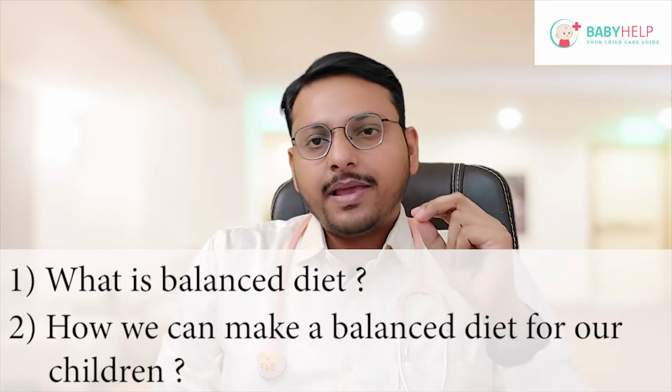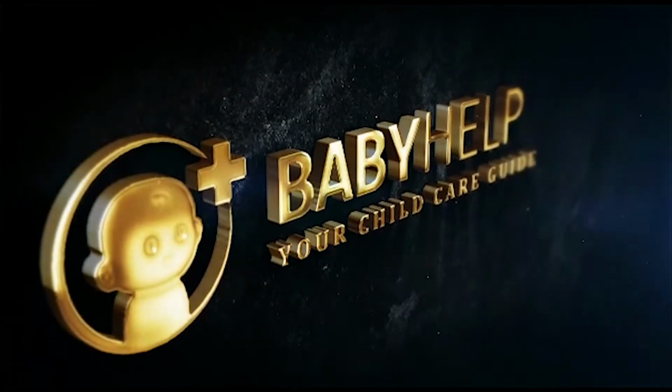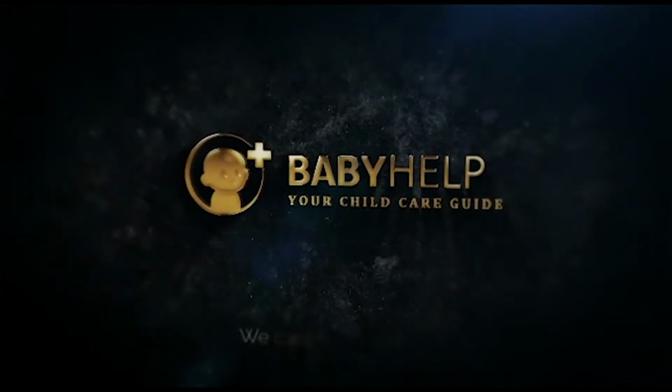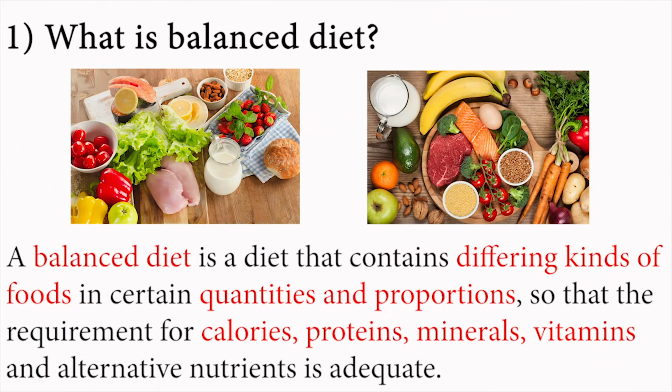Today I'm going to talk about what is a balanced diet and how we can make a balanced diet for our children. So first of all, a balanced diet is a diet in which we include all the major food nutrients in the correct proportion or the right balance. That is carbohydrates, fat, protein, multivitamins and minerals. These should be in the right balance to support the growth and development of the child.